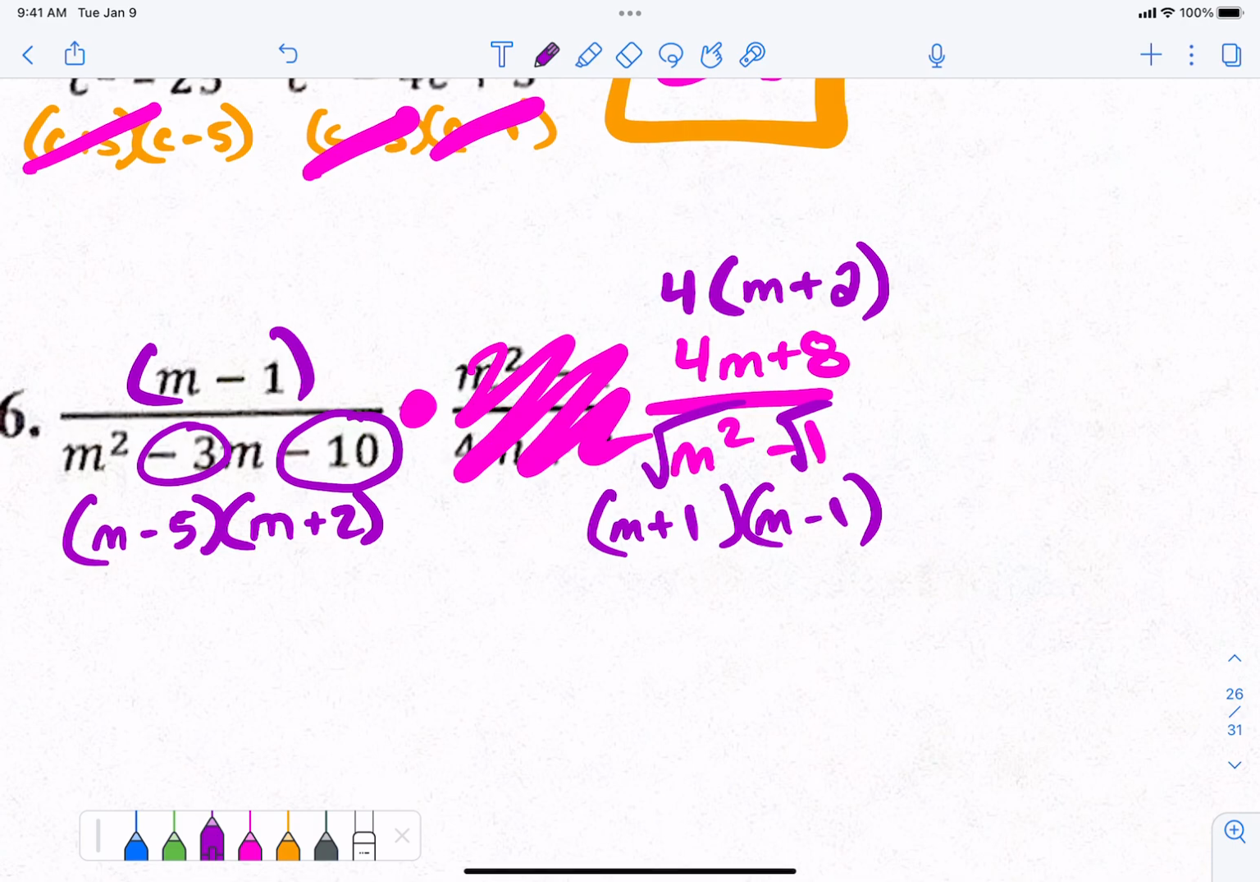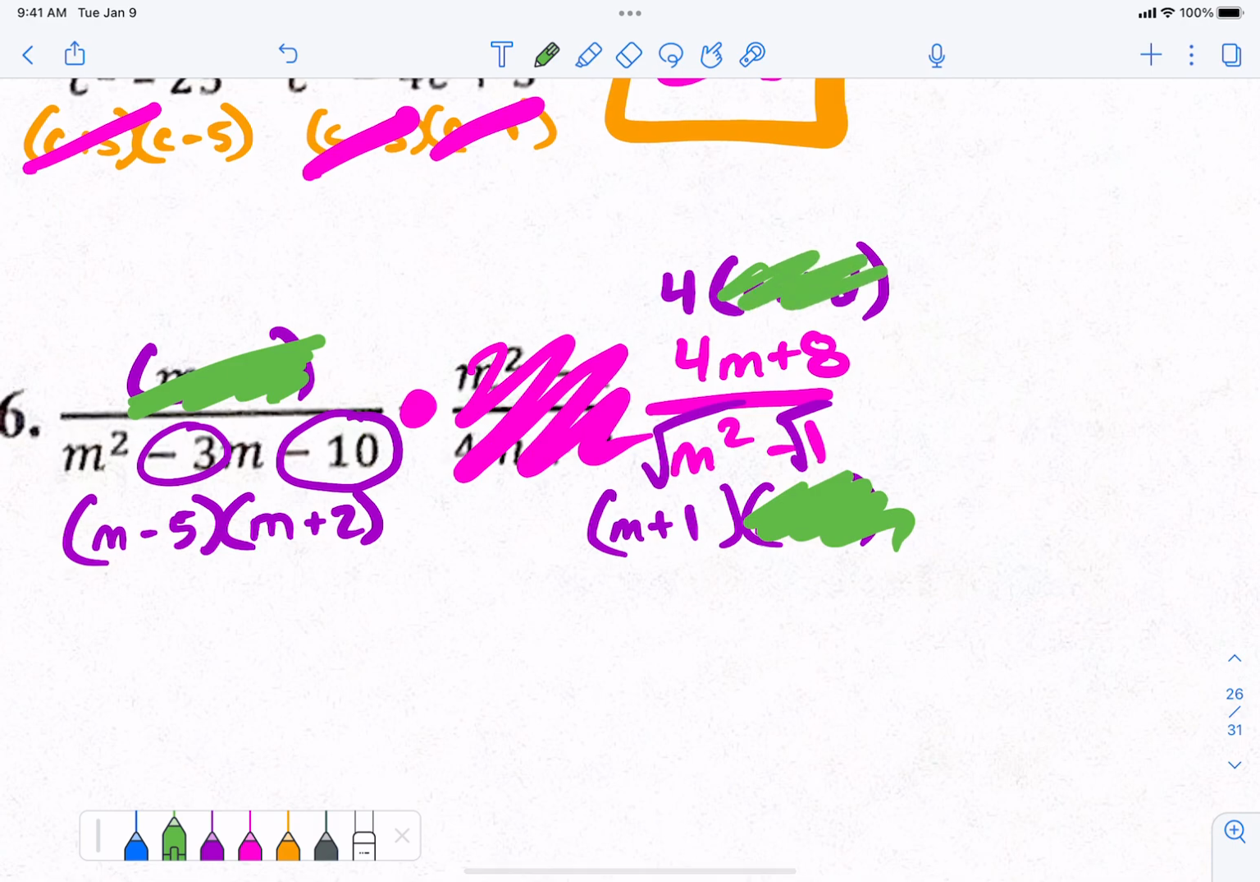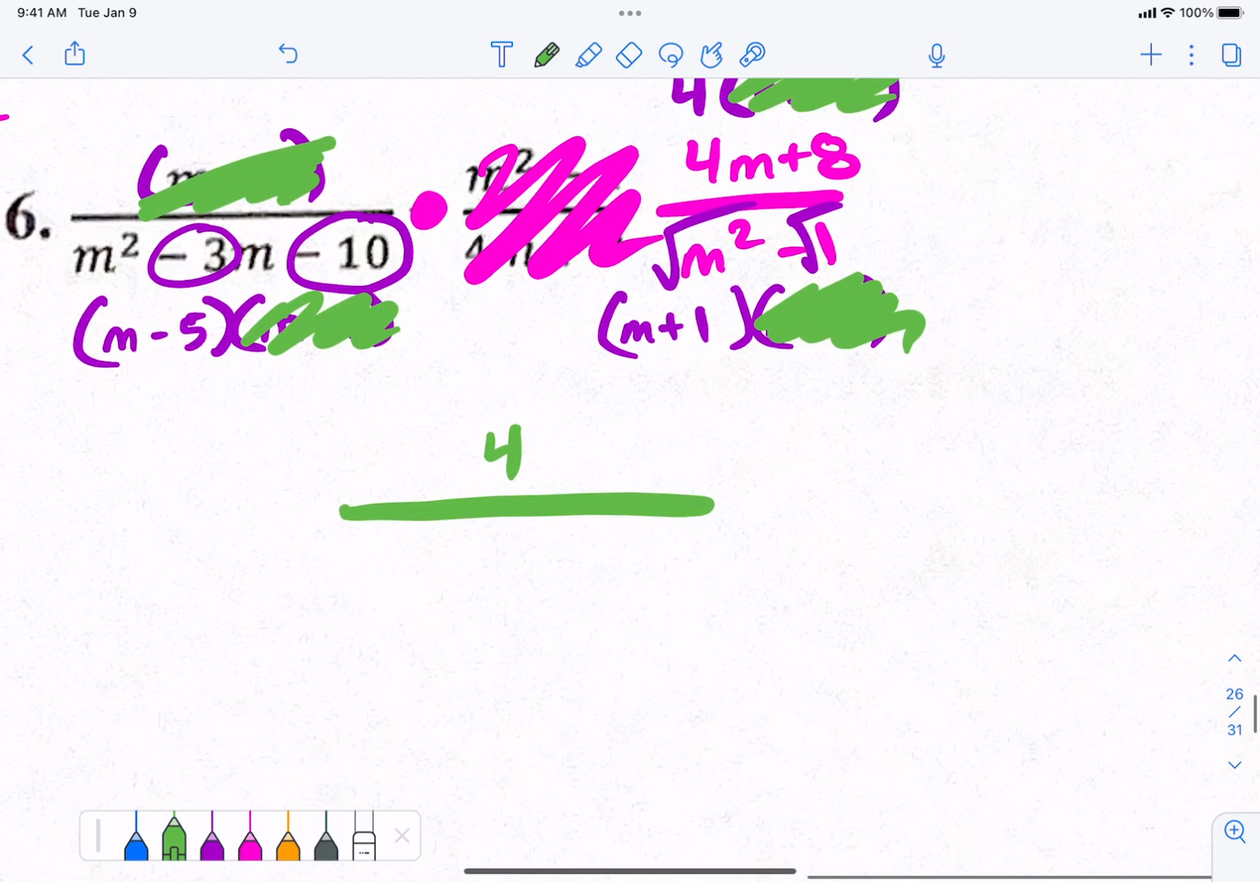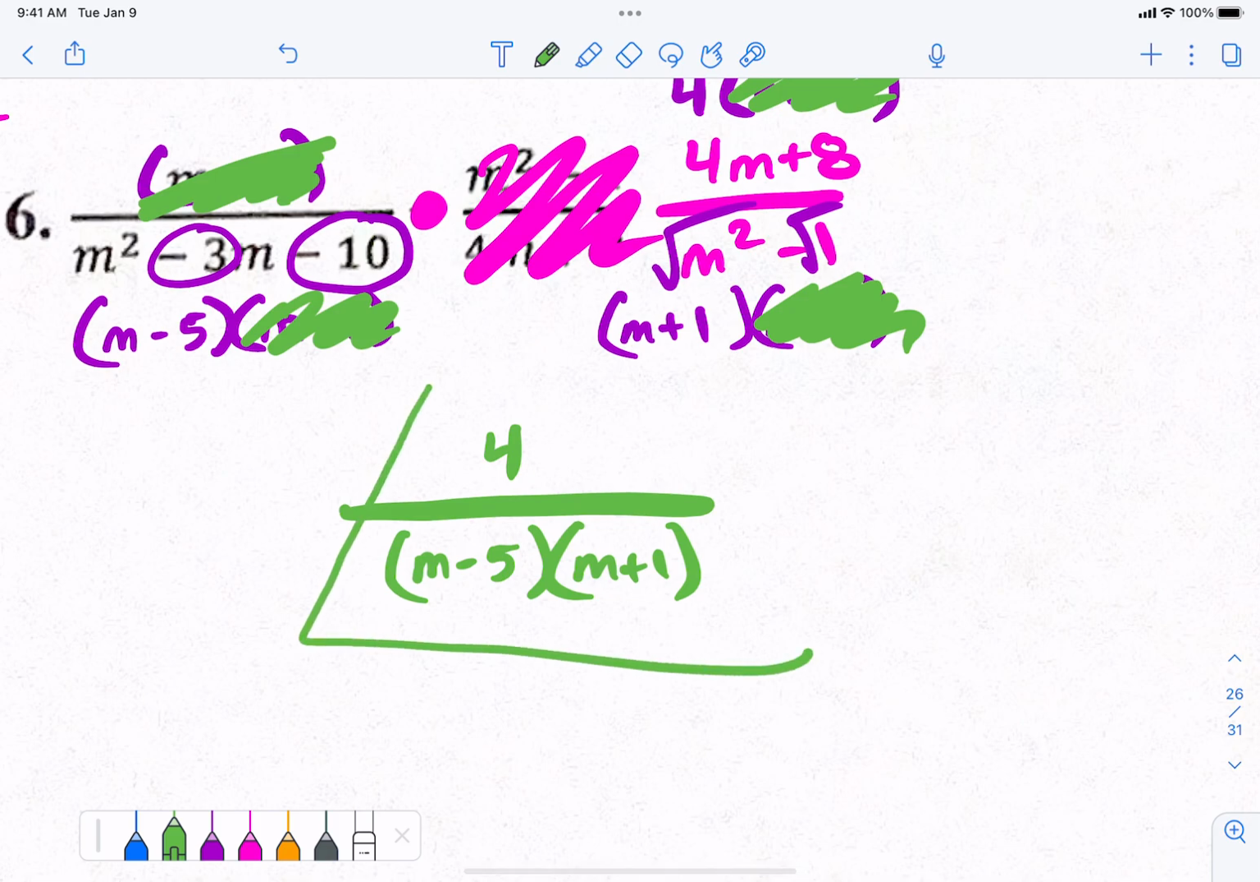That cancels with the top. Yeah, now we can cancel. m minus 1 cancels with this m minus 1, right? m plus 2 can cancel with this m plus 2. Anything else that cancels? What's left on top? 4. And on the bottom? m minus 5 and m plus 1. Okay, you don't have to multiply those back together if you don't want to. I won't make you. So just leave it like that. Got it?